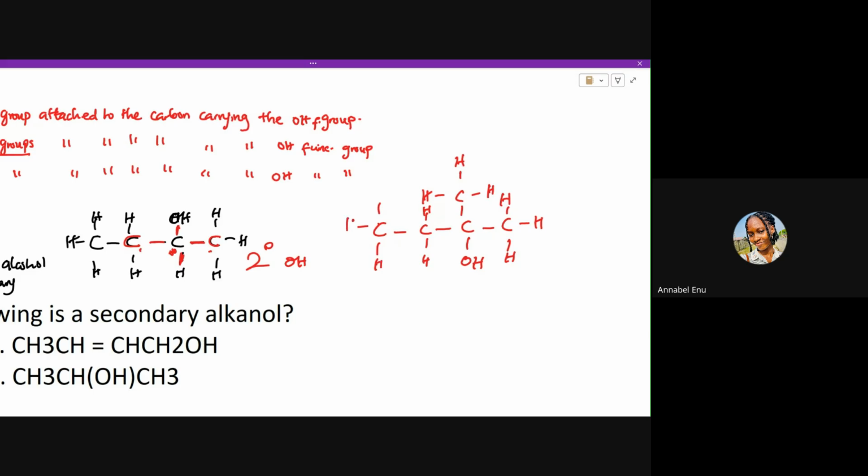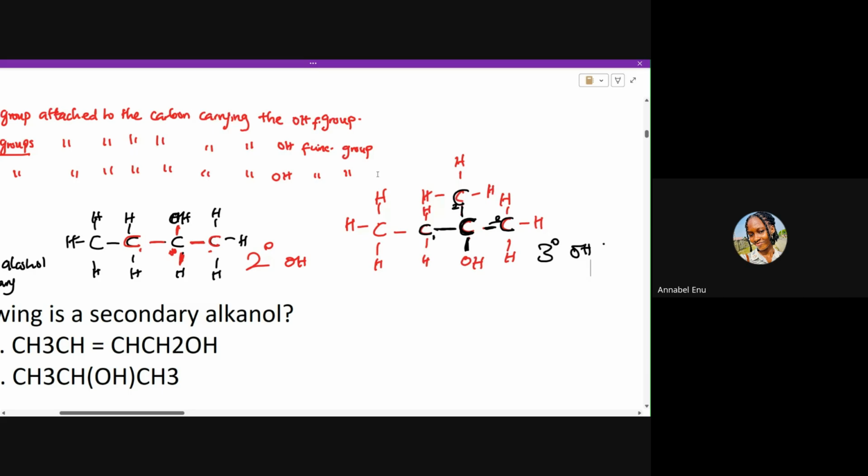Don't mind my structures, they are sometimes bent. So this is the carbon carrying the OH group, marked with black. It has one bond to the OH group, important. Its second bond is to one carbon group, and the last bond is to another carbon group. So it has 1, 2, 3 carbon groups attached to it, making it a tertiary alcohol.